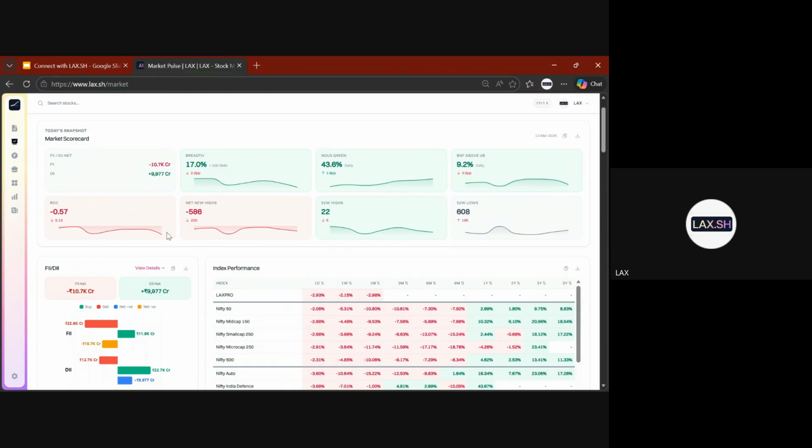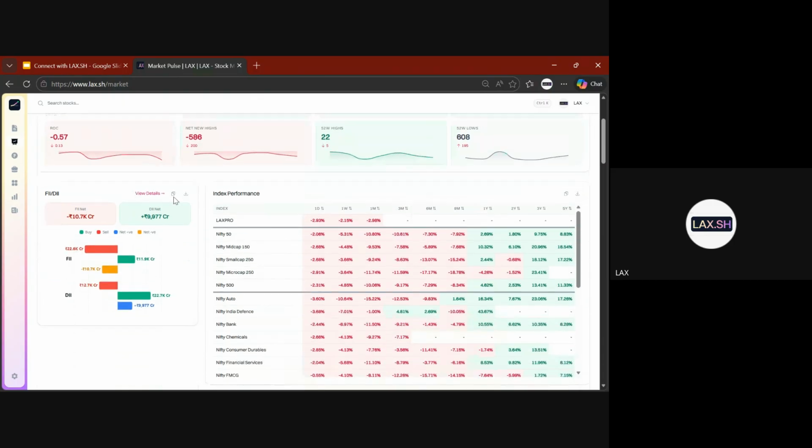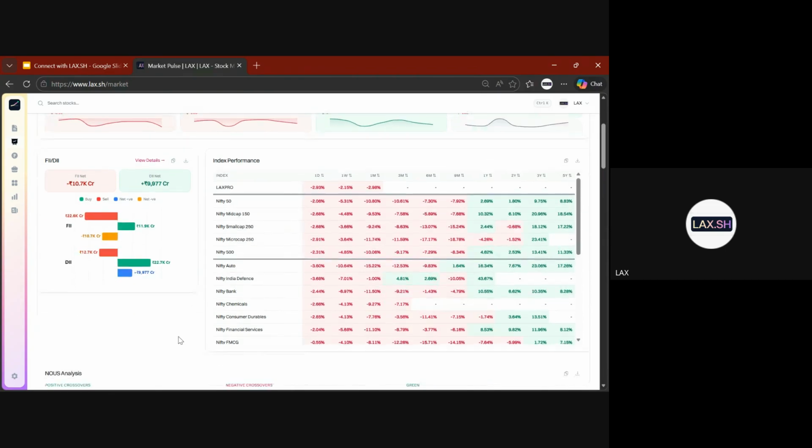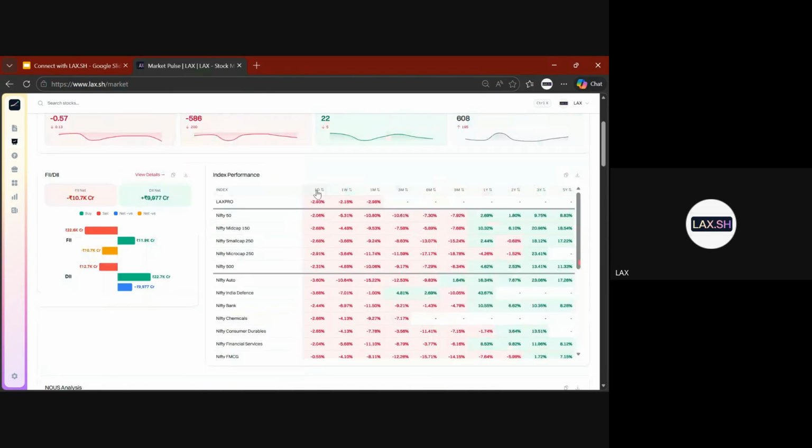Rate of change, net new highs. Net new highs have turned further bad. So there are more stocks hitting 52-week lows than stocks hitting new highs. FII, DII data, you can click here and look at the details. You can always click here and get the image, or click here to get the image in downloaded form.